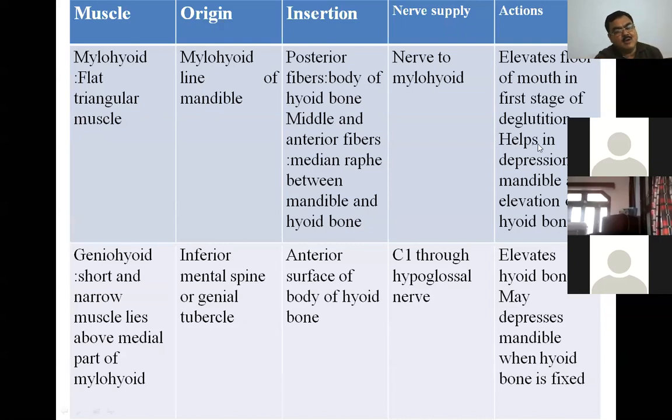Nerve supply is the nerve to mylohyoid. It elevates the floor of the mouth in the first stage of deglutition and helps in depressing the mandible and elevating the hyoid bone.